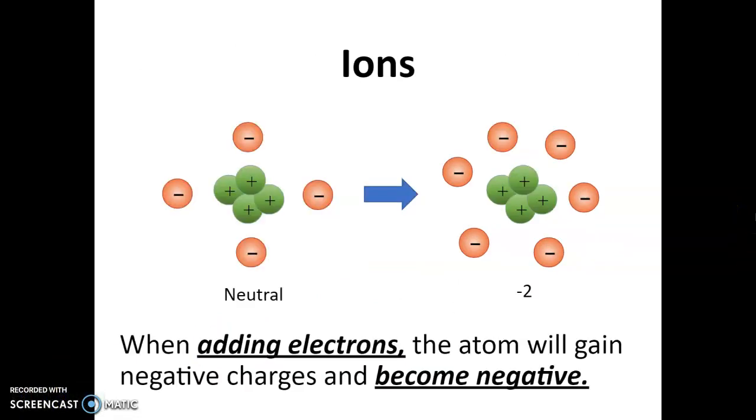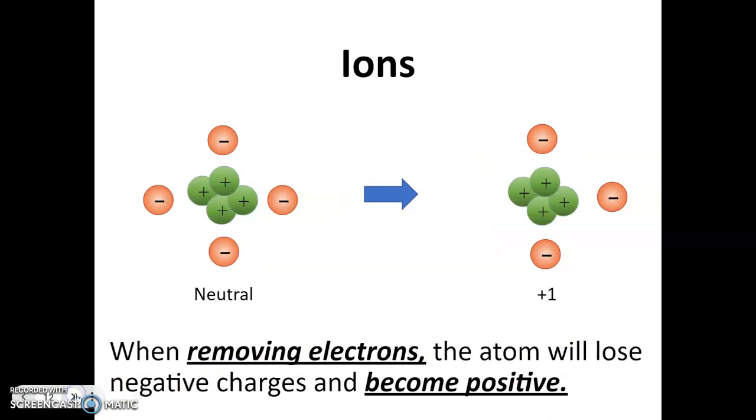So if you haven't seen through doing those few examples, when we add electrons, the atom will gain negative charges and become negative. Now, this is how it can get a little bit tricky when we're trying to determine charges. A lot of times when we think of adding something, we think of a number going up, right? So positively. But because the electrons are negatively charged, if we add more electrons, the atom will become more negative, okay? So adding electrons, the atom will become more negative.